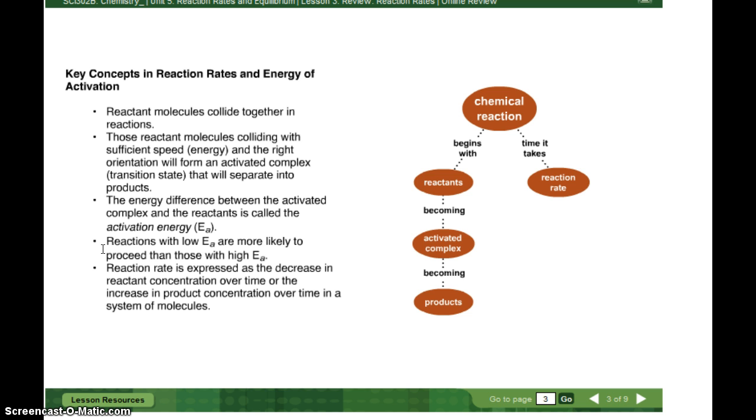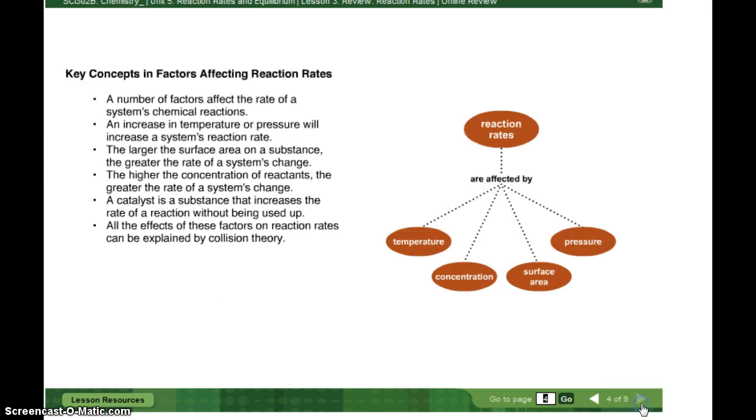Reactions with low activation energy are more likely to proceed than those with high activation energy. Reaction rate is expressed as the decrease in reactant concentration over time or an increase in product concentration over time in a system of molecules. Chemical reaction, time it takes is the reaction rate. Chemical reactions begin with reactants, becoming activated complex, becoming products.